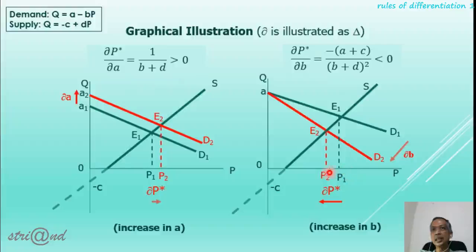The price decreases. So we can see here, when the slope increases, it is becoming steeper, the equilibrium price decreases. So it is in line with the result of the derivative here. The derivative of P star with respect to B is less than 0. It is negative. It means that when B increases, P decreases.